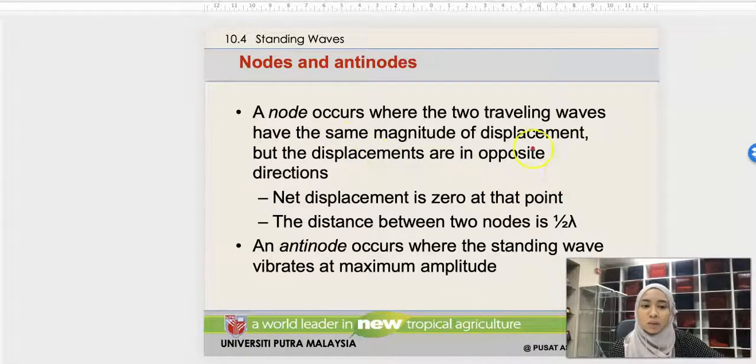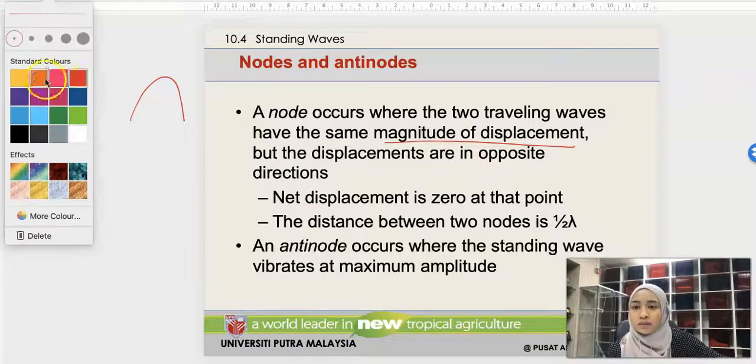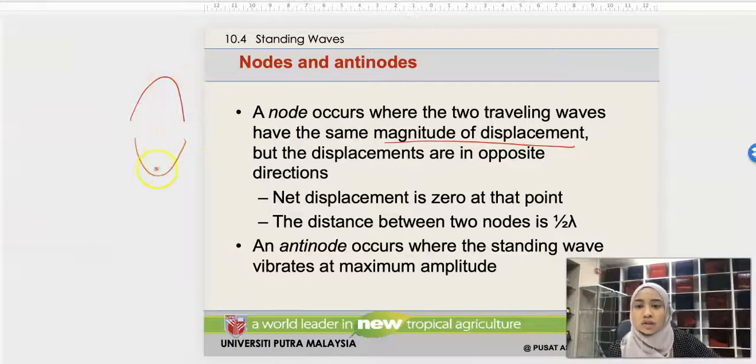So a node occurs when two traveling waves have the same magnitude of displacement, but the displacements are in opposite directions. Like I said before, when you have a maximum and you overlap it with a different wave, so this is wave number 1, the red one, and wave number 2 overlaps with wave number 1, they have the same magnitude of displacement but in opposite directions. So this gives you a zero. The net displacement at that point is 0. So this is a 10, this is a minus 10, and you get 0 displacement. X is equal to 0. The distance between two nodes is half a wavelength. Nanti saya cakap lagi pasal ni.